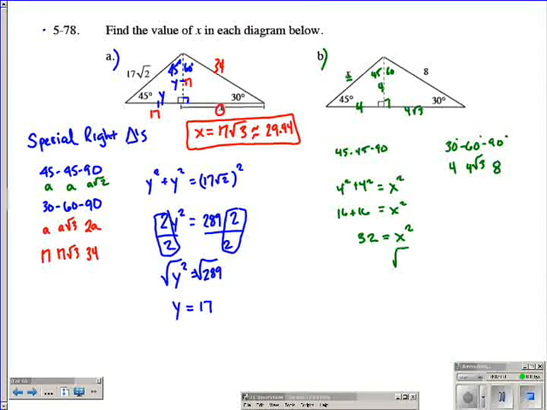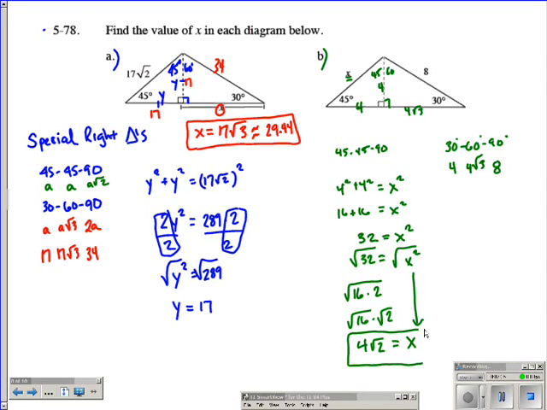Take the square root of each side, because you can. We're going to end up with this being the same thing as 16 times 2, or the square root of 16 times the square root of 2, which gives us 4 radical 2 is equal to x. So x equals 4 radical 2. I wanted to show a little work there to help you out in case you couldn't remember. You probably could do these ones in your head if you remember the rules for 45, 45, 90 special right triangles, and 30, 60, 90 special right triangles.